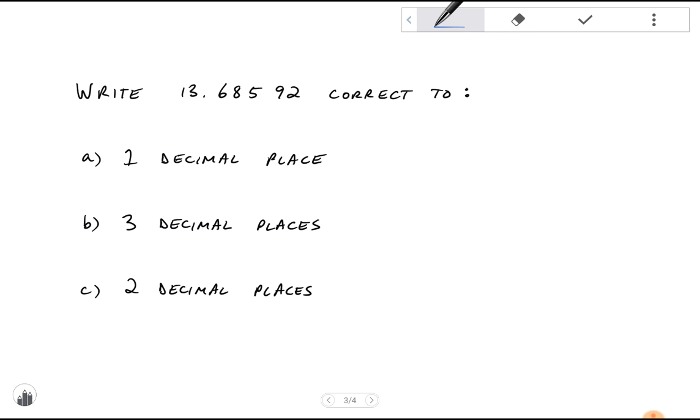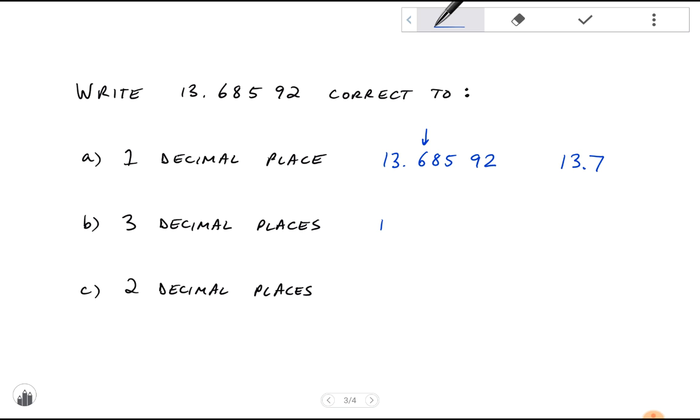Write 13.68592 correct to, and then we have these 3 different options or questions. So A says, writing this correct to 1 decimal place. So we'll write the original number, and we're looking at the first decimal place. So we look to the right of the 6, it's an 8, that means we round up. So we're simply going to write 13.7, and that's this number written correctly to 1 decimal place.